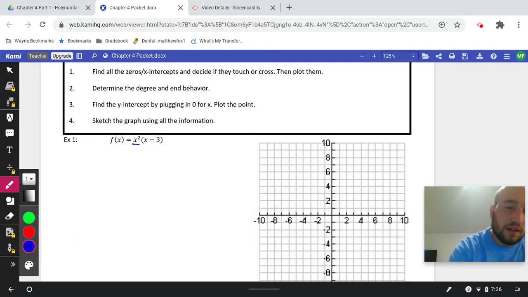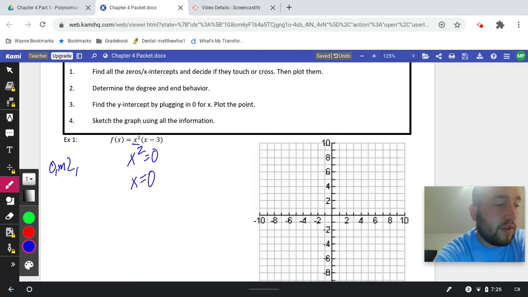So right here, if we have x squared equals 0, square root will give us x equals 0. And so I'm going to go ahead and write 0. That one has a multiplicity of 2, which hopefully you remember, if it's an even multiplicity, that means it's going to touch the axis, not cross through it.